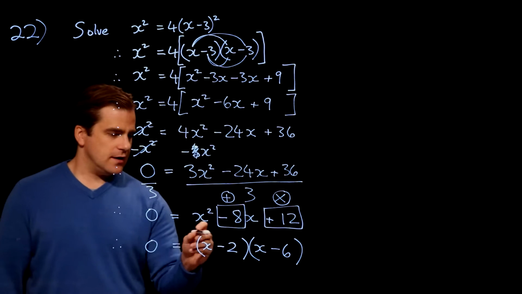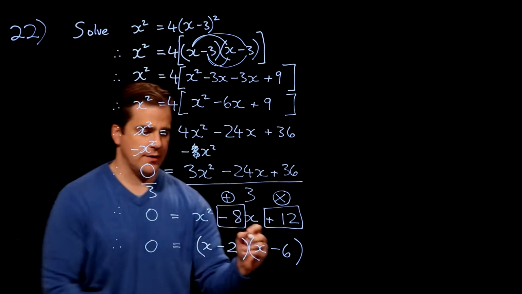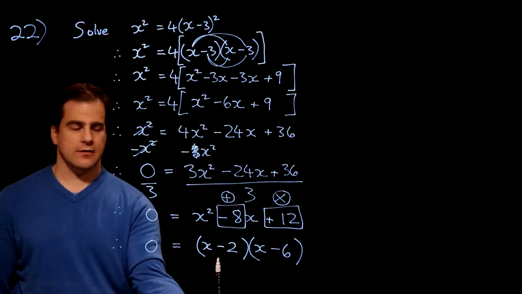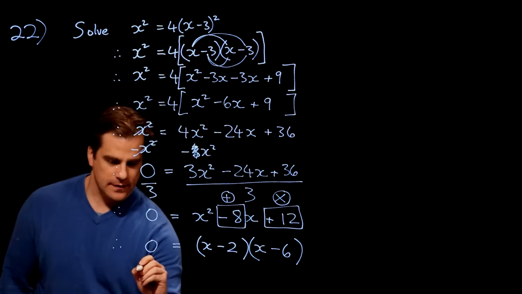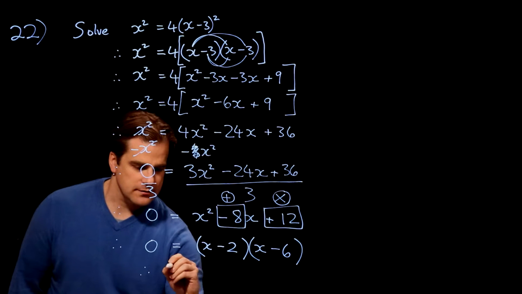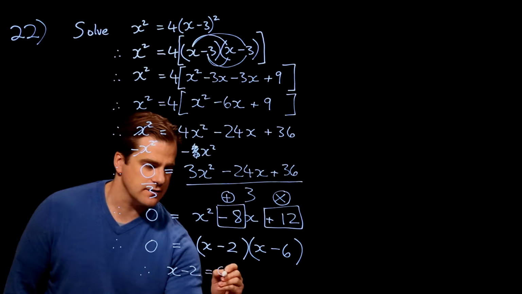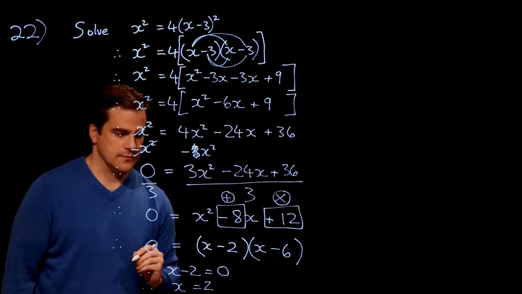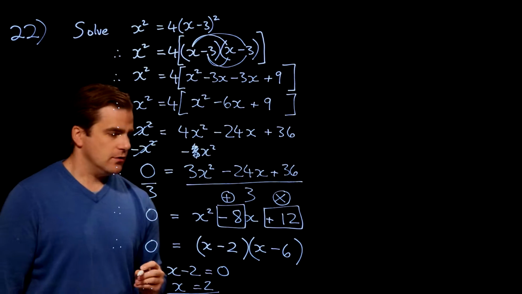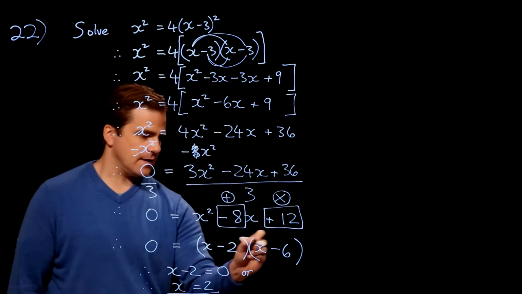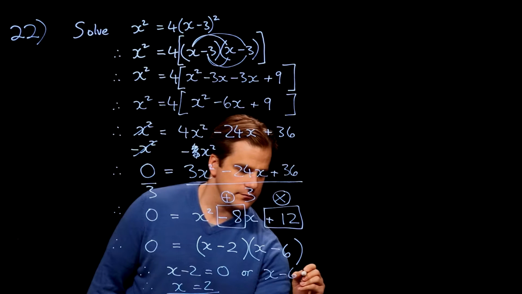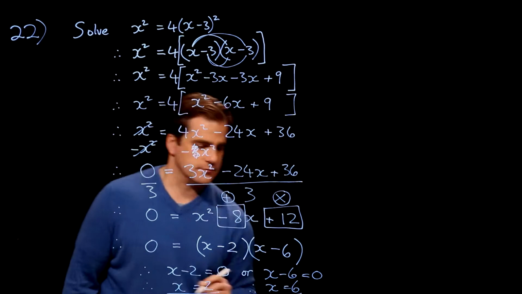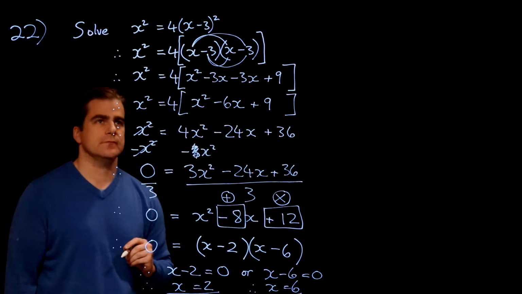Those are the solutions. If you have two things, these two brackets, multiplied together and the answer is 0, that means either this one is 0 or that one is 0. So, therefore, either x minus 2 is 0, so x is 2, that's one of the answers, or x minus 6 is 0, so therefore x is 6. Okay, that's it.